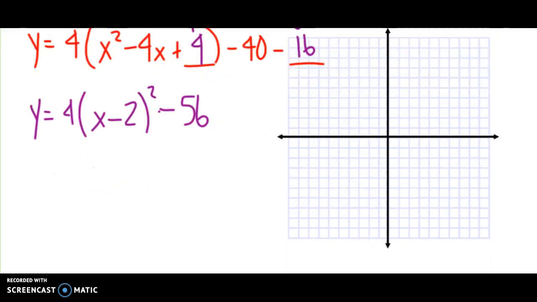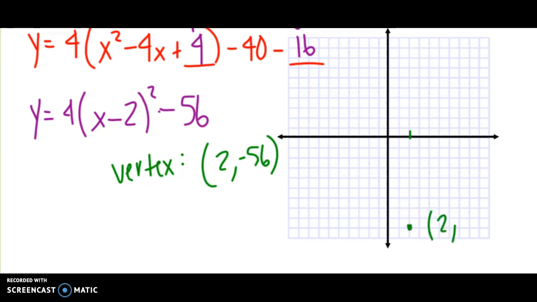Now when graphing this, it's not a very good graph that we have on here or in your notes, but that's okay. We can still make it work. So first thing we notice is that the vertex is at the point 2, negative 56. So I go over 2 and then down, let's say that this is negative 56. So 2, negative 56. That's my first point that I have on there.